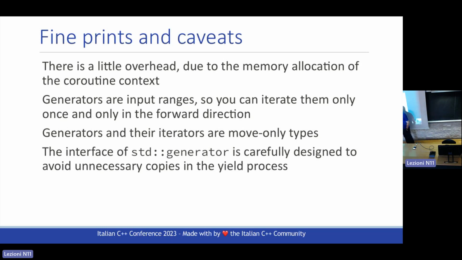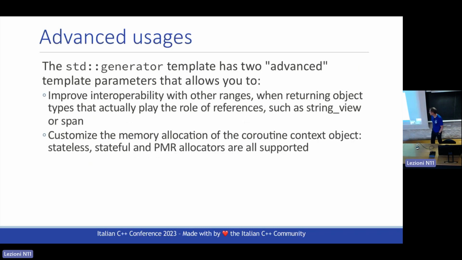Okay. Generators are input ranges. Okay, this is only technical stuff. Just the last thing: I presented generators with one template argument. Actually, it has three, but the other two are only for advanced usage. The second one is used to tweak some interaction with ranges when the object plays the role of a reference. If you have a range that returns a string view, it actually is a reference to another string, so you need to tweak it a bit.